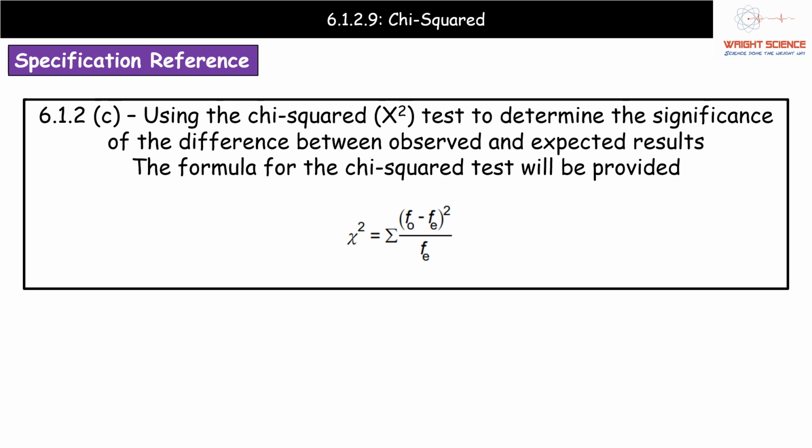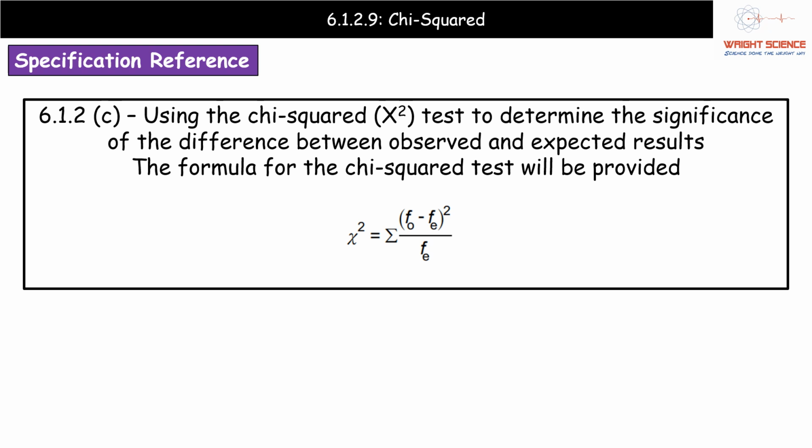This is another one of our series of the Module 6 Part 2 series where we're having a look at those different patterns of inheritance. And in this video we'll be having a look at specification reference 6.1.2c, using the chi-squared test to determine the significance of the difference between observed and expected results.